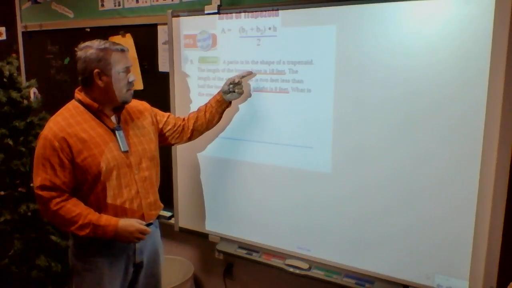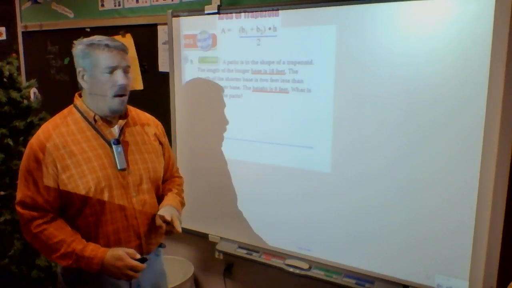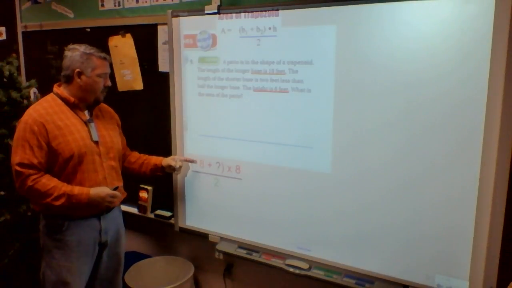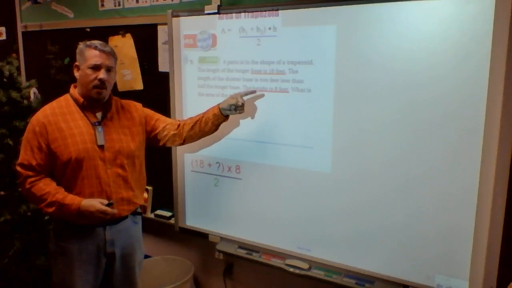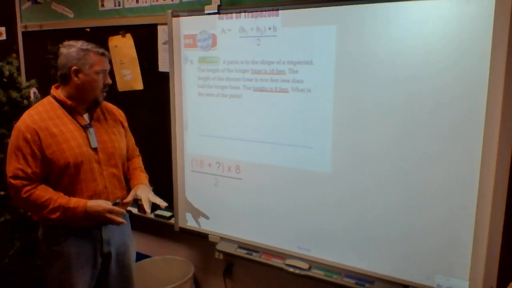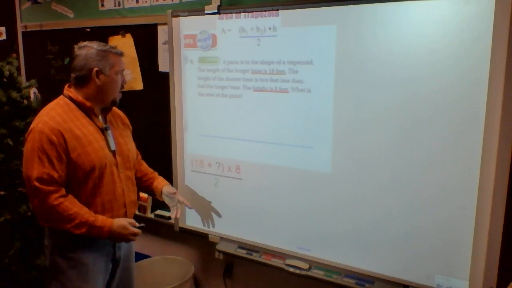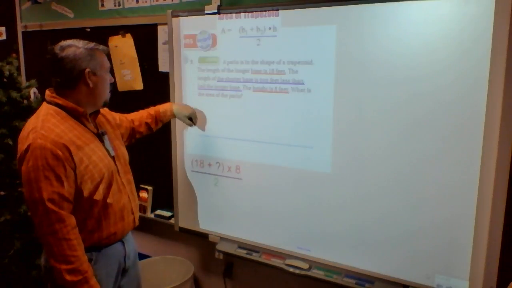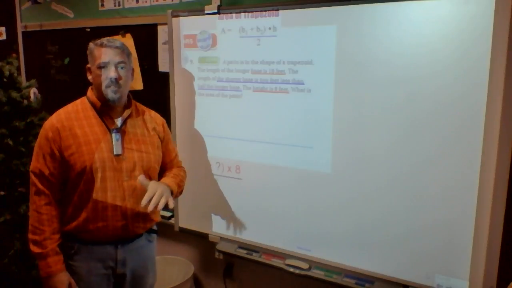So I'm given my base and I'm given my height, but I have to find my second base, right? And that gets a little wordy on what it's telling me. I know that I have 18 plus something, and then I'm going to multiply it by the height of 8 and divide by 2, because that's my formula for a trapezoid. But what is my other base? So I know that it is 2 feet less than half the longer base. 2 feet less than half the longer.